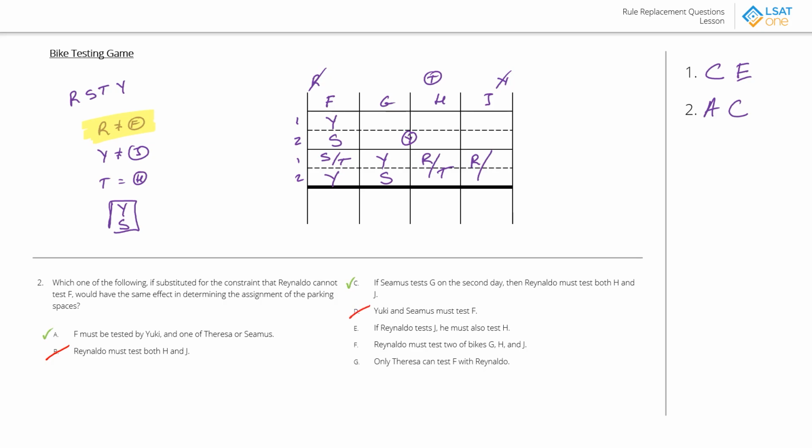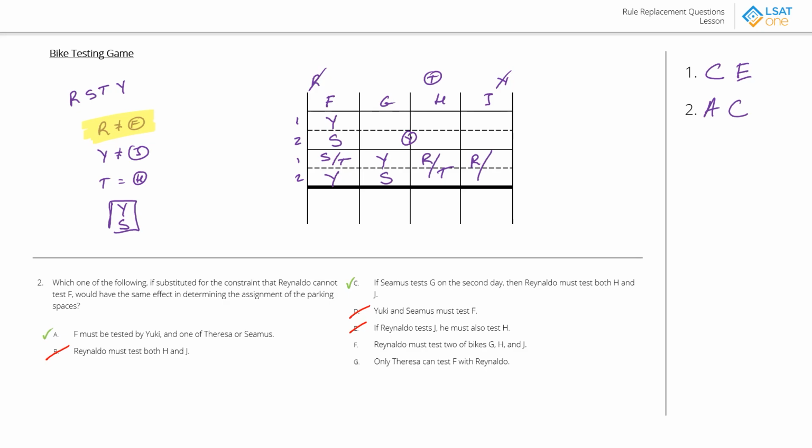Answer choice E. If R tests J, then he must also test H. Now this arguably also doesn't seem like it had to be true, because if R tested J, well, in the top scenario, he could have tested J, and couldn't he have also gone into G, so he didn't have to go into H? So this already doesn't seem like it had to be true, so that's a good enough reason to get rid of it. Moreover, answer choice E only tells you what happens if R tests J. But what if R doesn't test J? Wouldn't this leave wide open the possibility that he could be testing F? And maybe.